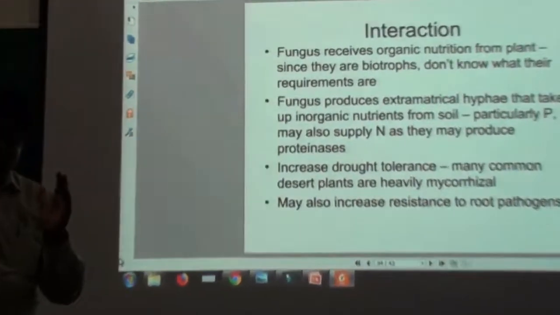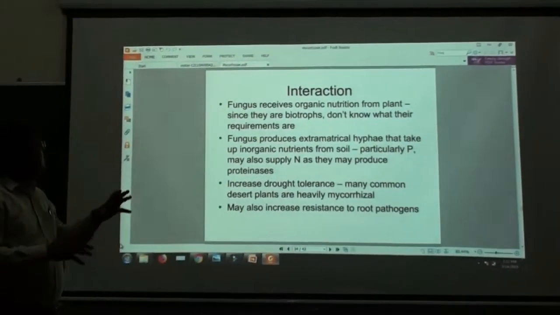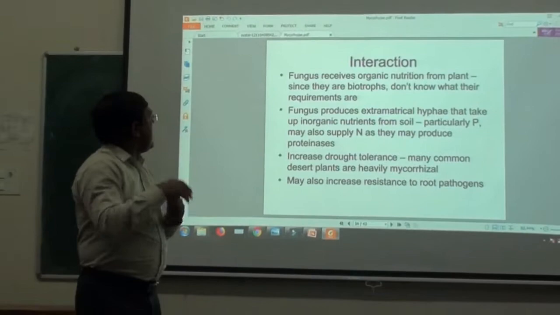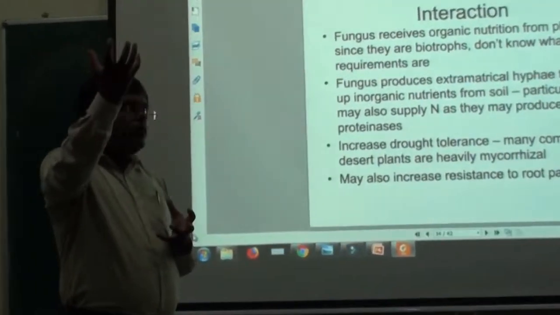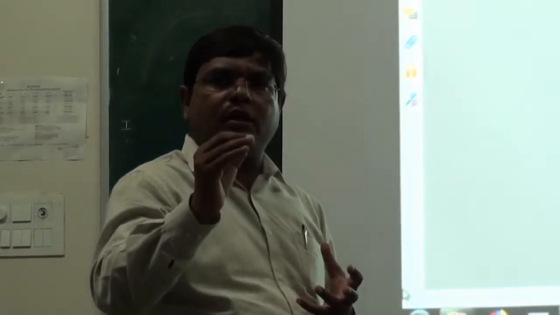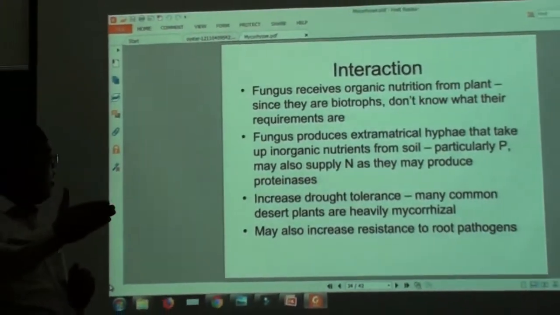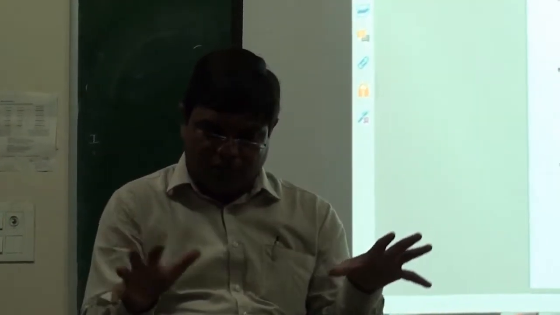Let us see the arbuscular mycorrhiza's interaction with the plant, how it interacts with the plant needs. Here particularly the fungus receives organic nutrients from the plant, since they are microbes. Of course, we know very well about this, but we don't know exactly what type of requirement the fungi get from the plant. And here the fungi will produce benefits for the plant by the association with this arbuscular mycorrhiza.